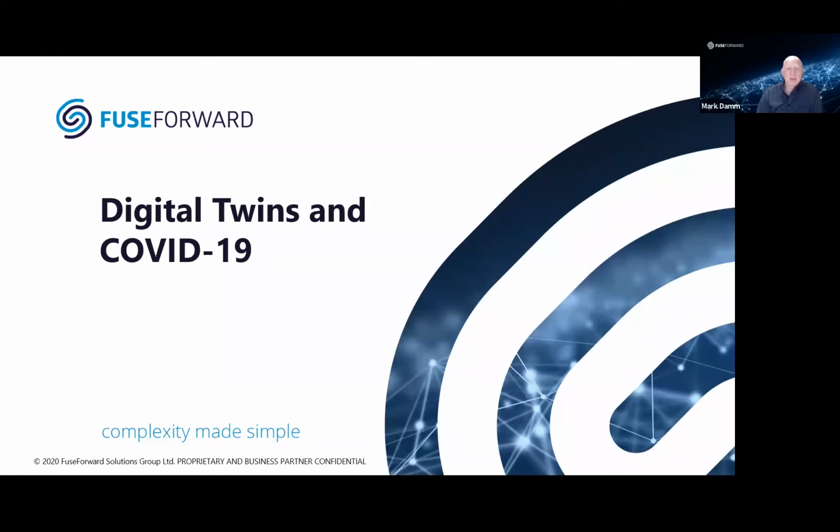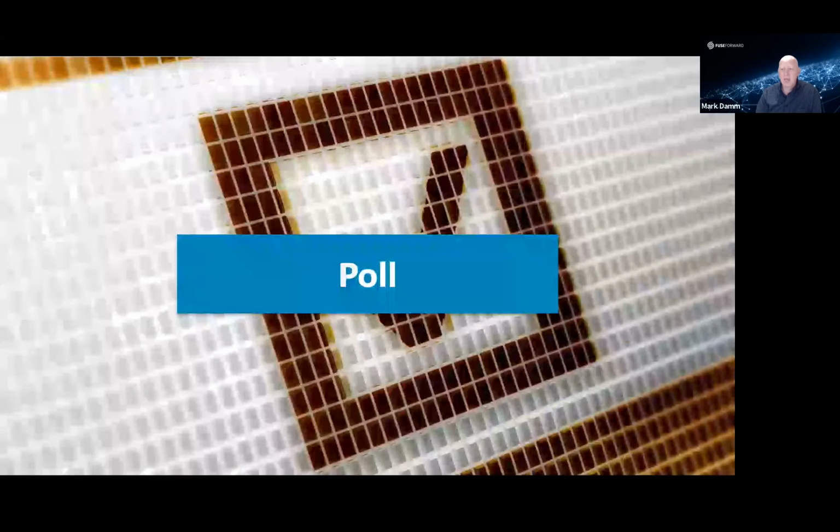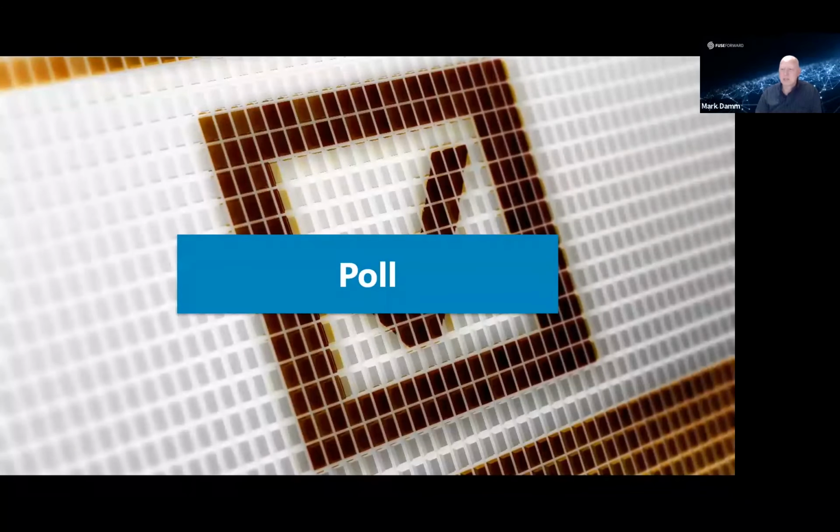Today I'm going to talk a little bit about digital twins and COVID-19. But in order to get us started, I thought I would ask a couple of little polls right now and get a feel for people on the call as to whether they're familiar with what a digital twin technology is and what a data commons is. Number 1, not familiar. Number 2, somewhat familiar. Number 3, very familiar. If you wouldn't mind voting, that would give us a little understanding about who we have in the audience right now.